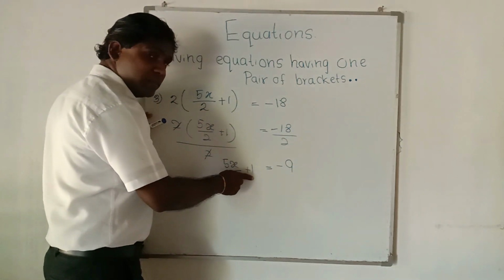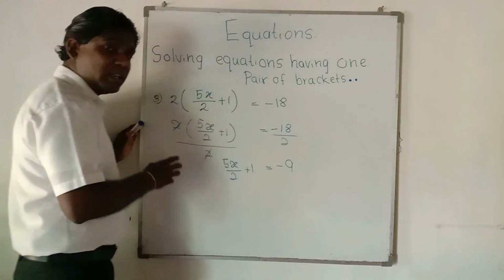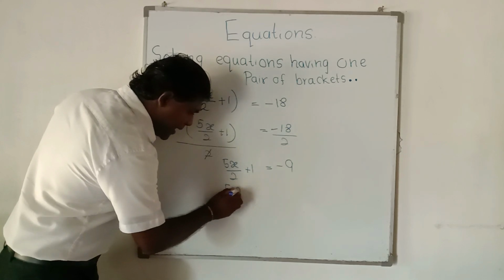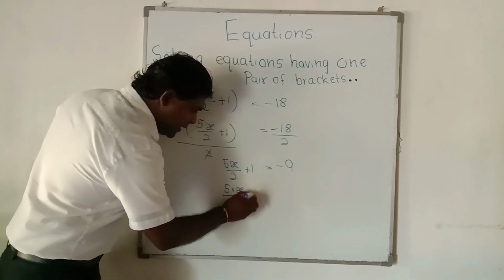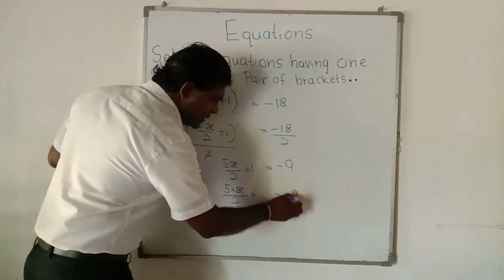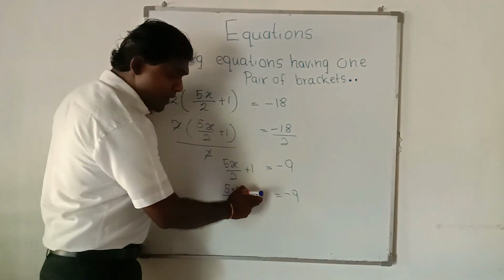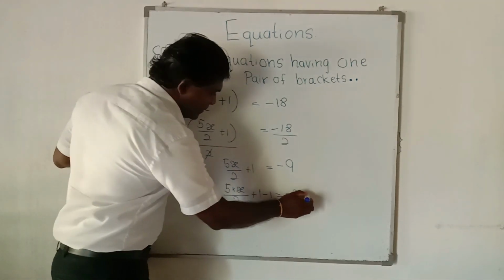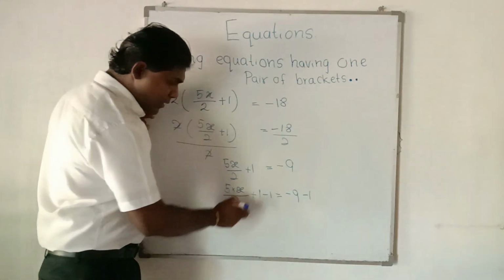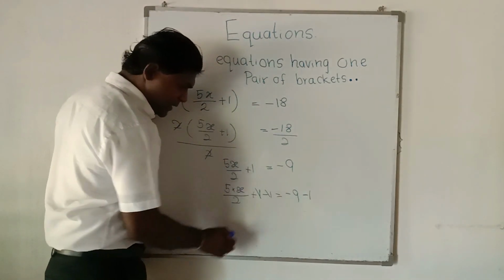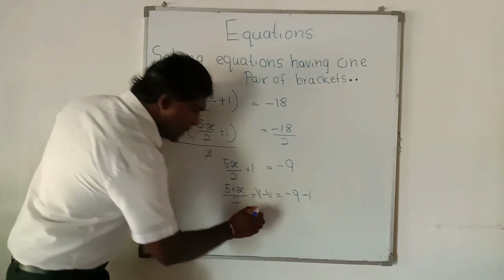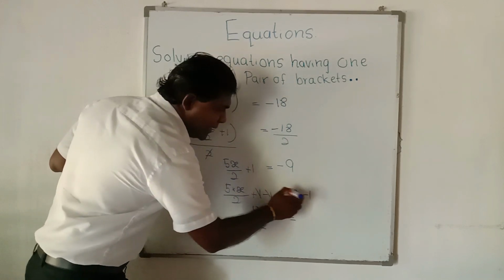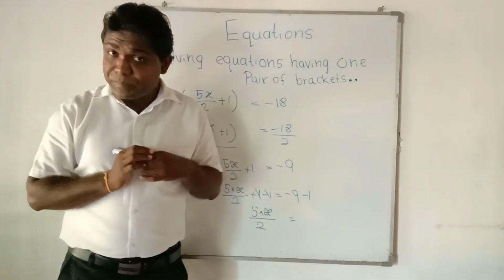The nearest number to the unknown term x is 1, because 5 multiply x, divided by 2, addition 1, minus 9. Addition 1 means the opposite operation is subtraction 1 on both sides. Plus 1 and minus 1 cancel. Here remains 5x divided by 2, minus 9 minus 1. What is the answer?